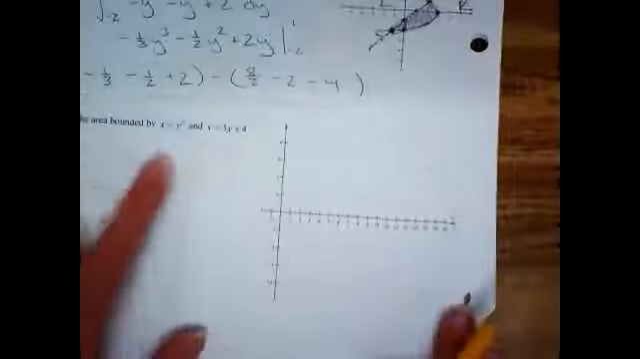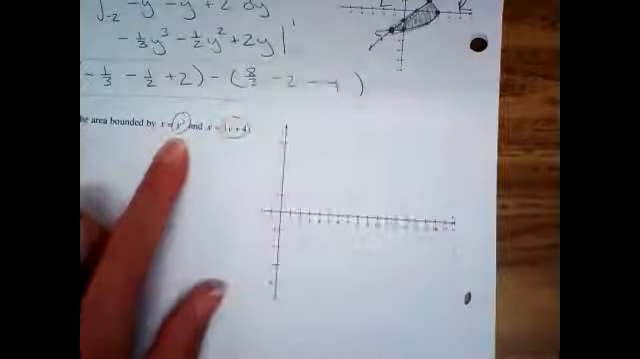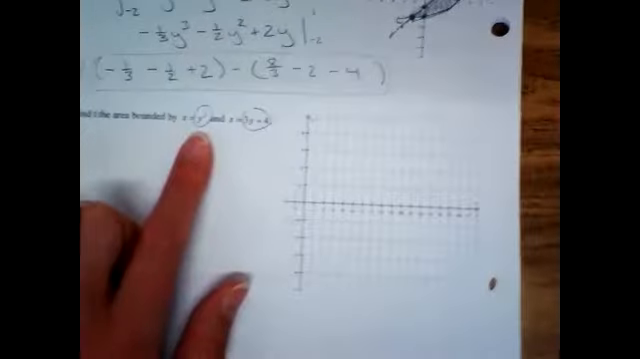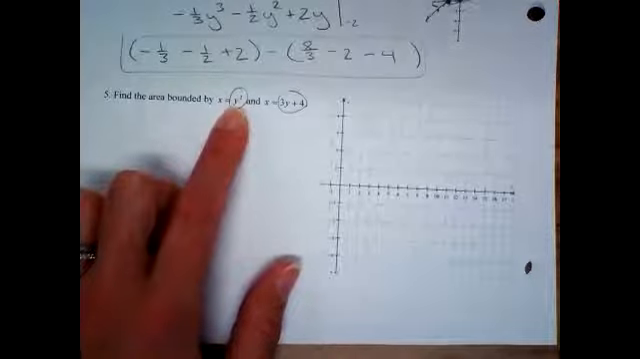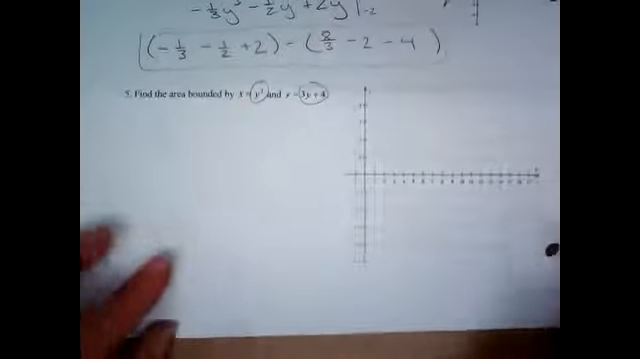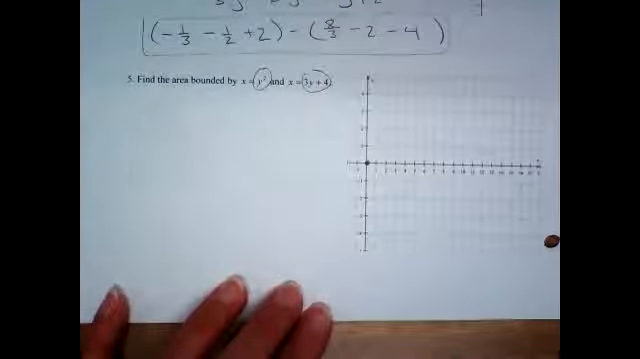All right, find the area bounded by. Ooh, do you see how these are both x equals? It's a big clue that it's going to be a sideways problem. X equals y squared is going to be a regular old parabola, just sideways. So you can make a chart if you want for that one, but I think it's easy enough because it didn't get changed at all.